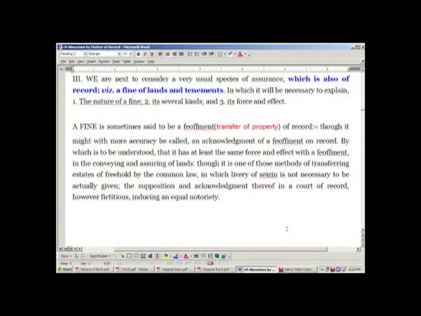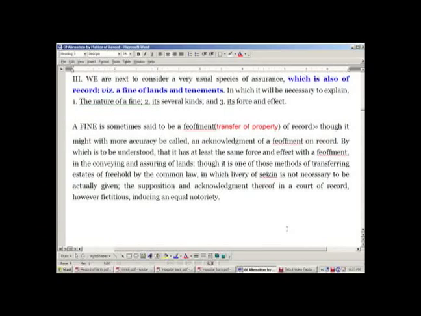By which it is understood that it has at least the same force and effect with the transfer of property and the conveying and assuring of lands, though it is one of those methods of transferring a state of freehold by common law. Okay, I better start over here. Let's just start from the beginning.